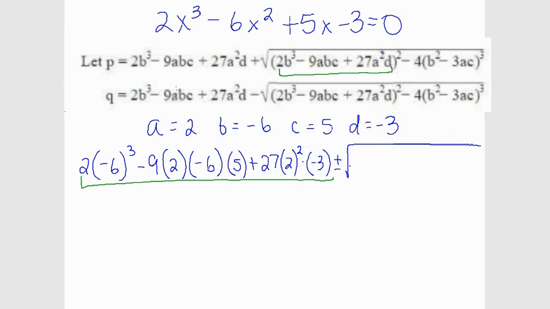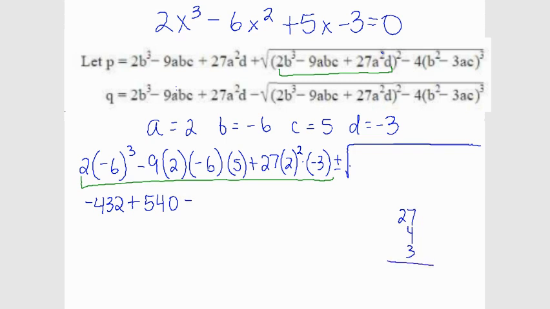I know -6 cubed would be -216 times 2. That would be -432. And we got 9 times 2 is 18 times 5, that'd be 90. 90 times 6 is 540. And then we got 27 times 2 squared, which is 4, times 3.